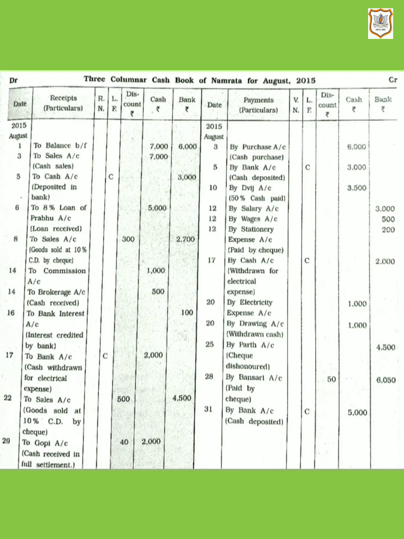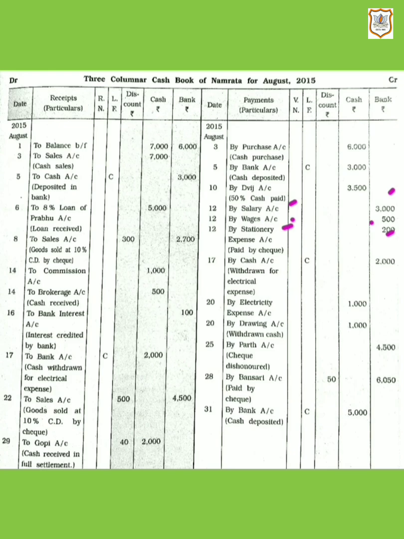So here we will write 3,000 for salary, 500 wages and 200 stationery. And in particular column, the name of the account under which the payments have been made is written. That is salary account, by wages account, by stationery account.